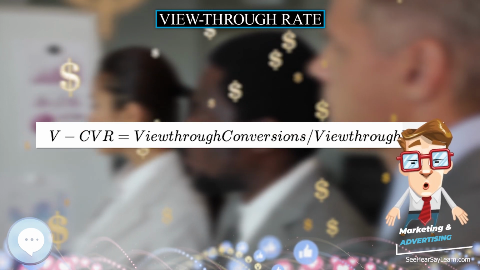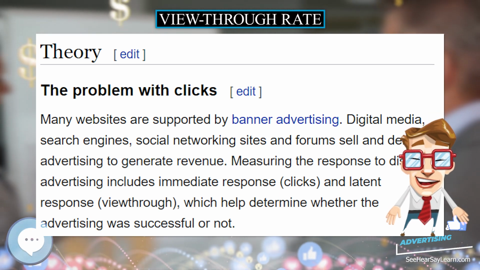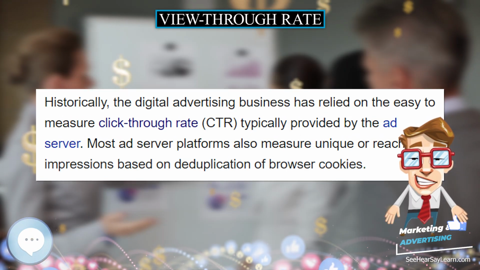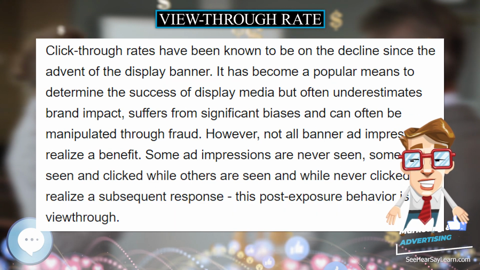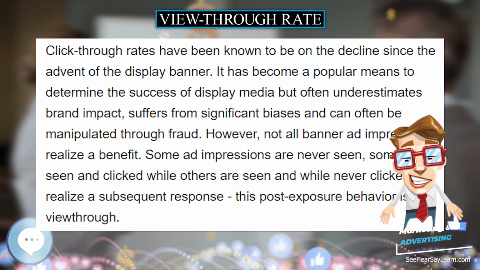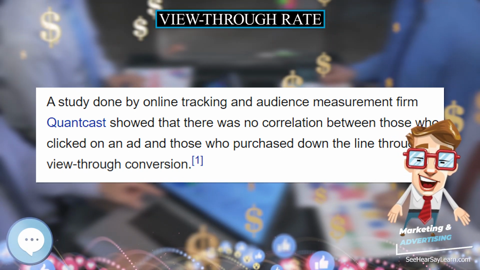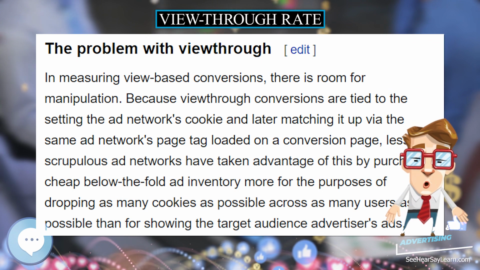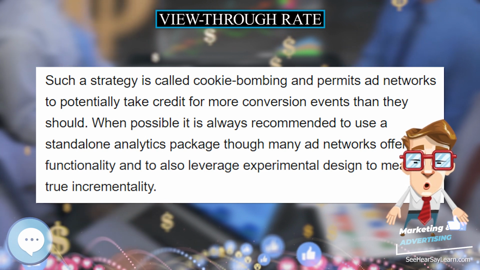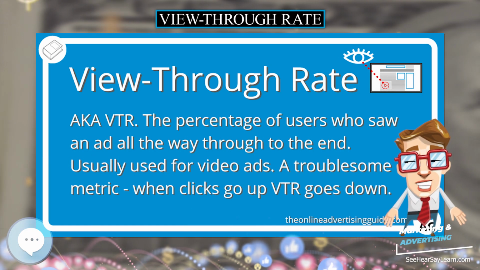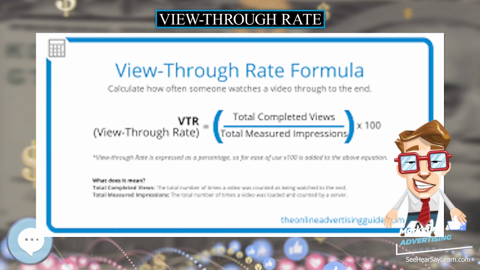Theory. The problem with clicks. Many websites are supported by banner advertising. Digital media, search engines, social networking sites and forums sell and deliver advertising to generate revenue. Measuring the response to display advertising includes immediate response, clicks, and latent response, view-through, which help determine whether the advertising was successful or not. Historically, the digital advertising business has relied on the easy-to-measure click-through rate, CTR, typically provided by the ad server. Most ad server platforms also measure unique or reach impressions based on deduplication of browser cookies.